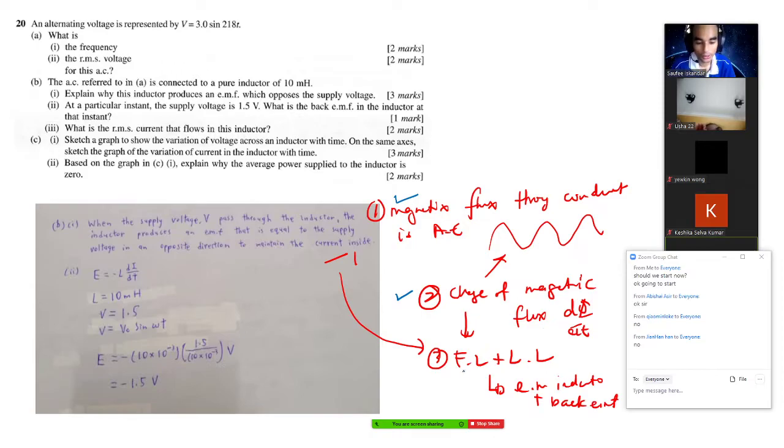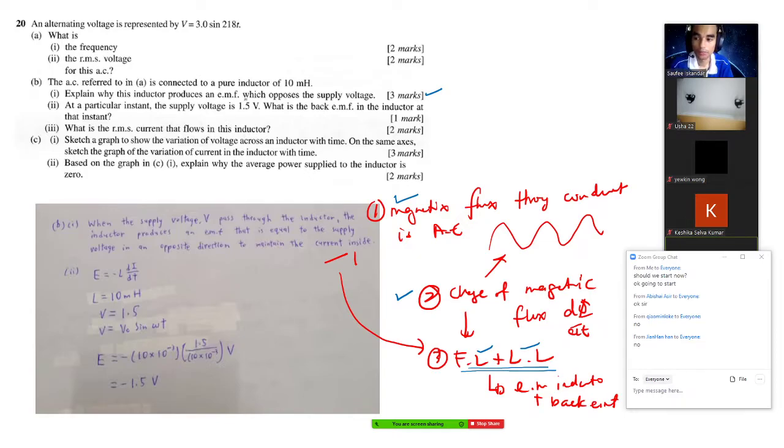So you may ask me, do you have to explain what Faraday's law and Lenz's law are? I think not, because how many marks does it have here? In only 3 marks, I don't think you have to define Lenz's law and Faraday's law. You only explain that because of Faraday's law and Lenz's law, the electromotive force will be induced, and then the back EMF will happen.